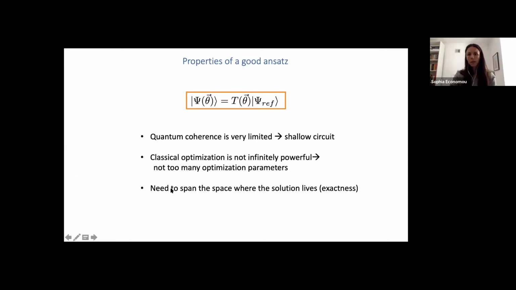So there's also a consideration of not overburdening the classical optimizer either. And then finally, you need ideally to span the solution space, the part of the Hilbert space where the solution lives.